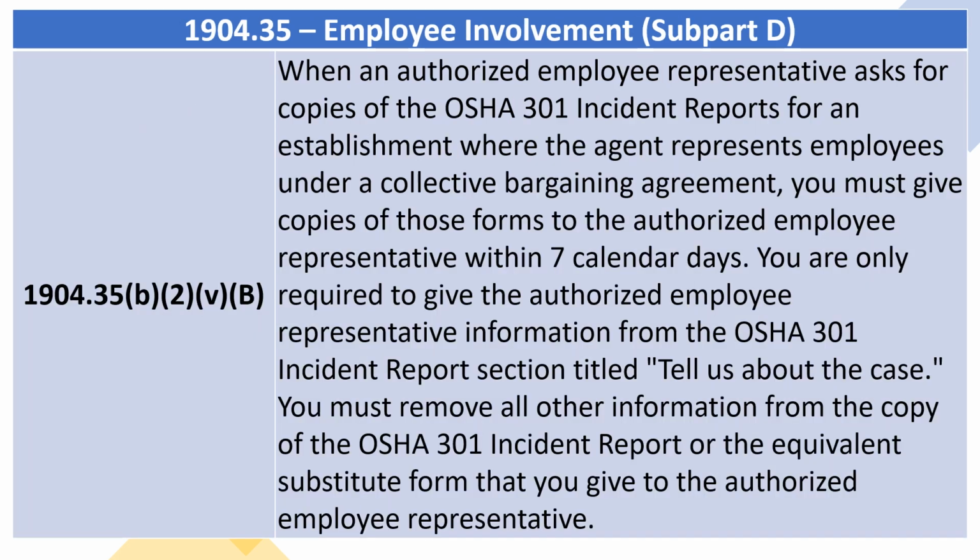1904.35(b)(2)(v)(B). When an authorized employee representative asks for copies of the OSHA 301 incident reports for an establishment where the agent represents employees under a collective bargaining agreement, you must give copies of those forms to the authorized employee representative within 7 calendar days. You are only required to give the authorized employee representative information from the OSHA 301 incident report section titled "Tell us about the case." You must remove all other information from the copy of the OSHA 301 incident report or the equivalent substitute form that you give to the authorized employee representative.